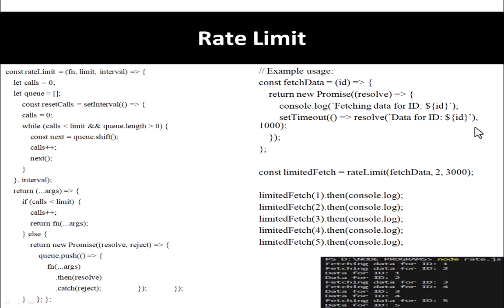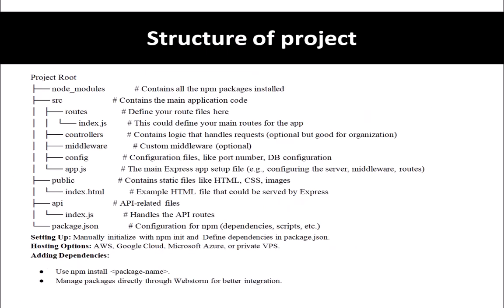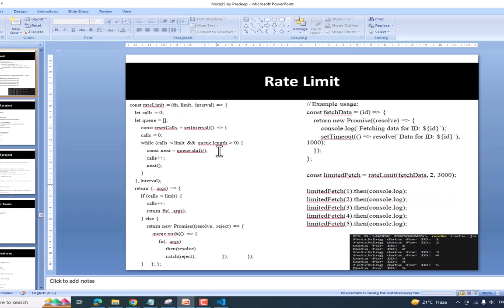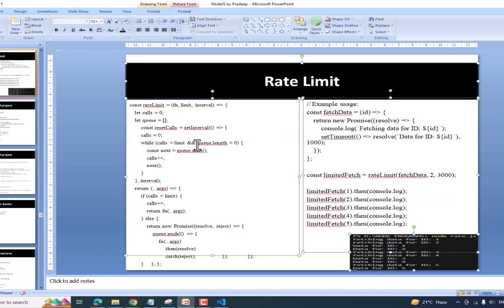Now here we have given a resolve data ID equal to whatever the ID name, and 1 second. After 1 second, whatever ID you have given will be printed. So here the limited fetch is 2 and 3000 milliseconds. We have given 1, 2, 3, 4, 5, and these are the things we are going to consider for the ID. Then it is going to invoke the console.log message, so whatever data it is fetching will be printed on the screen.